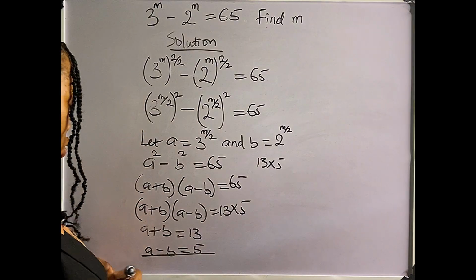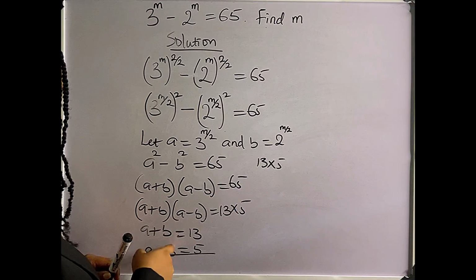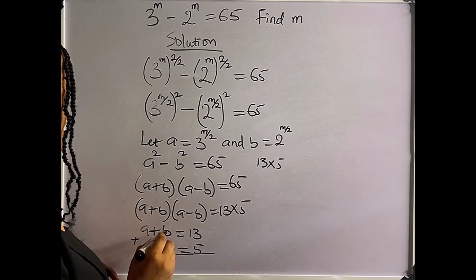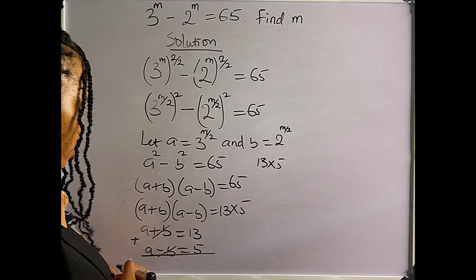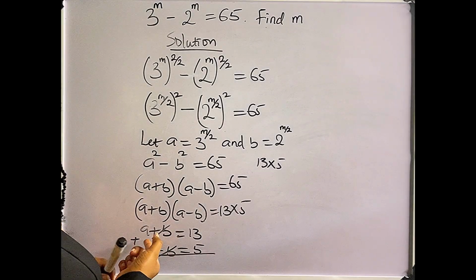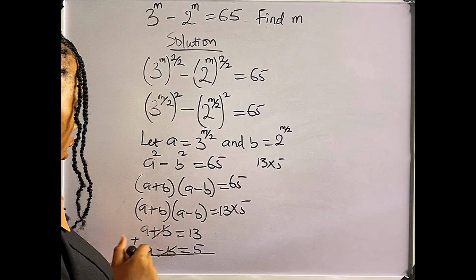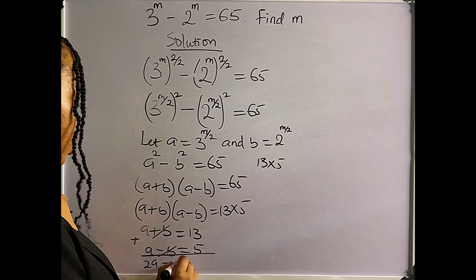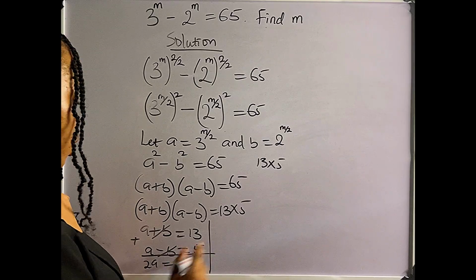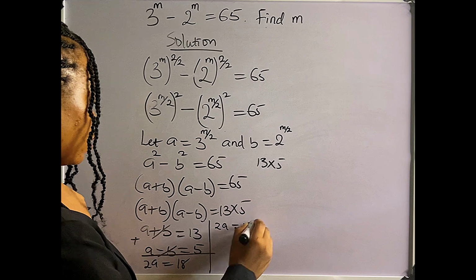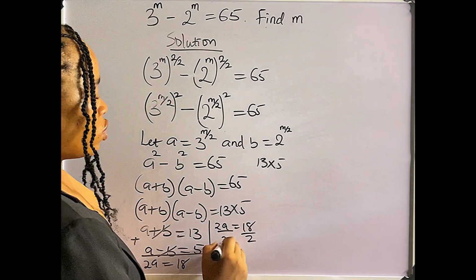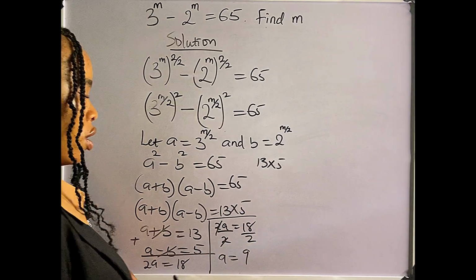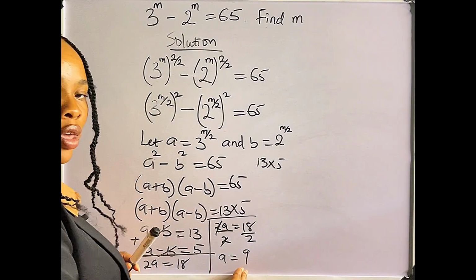So I'm going to use the elimination method, and I want to get rid of b, so I'm going to add both equations together. Plus b minus b gives us 0, and we're left with a plus a, that's 2a, equals 13 plus 5, that is 18. So this implies we have 2a equals 18. So I divide through by 2, so that 2 cancels 2, a equals 9. So we have gotten the value of a to be 9.